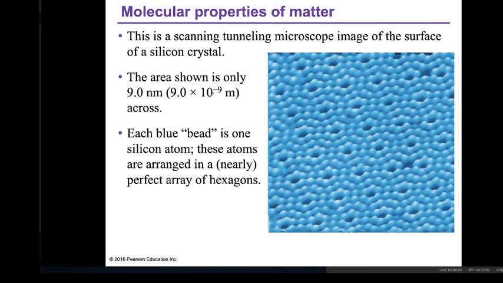And here is a picture of some other material, which is silicon crystal. If you use a scanning tunneling microscope image to see the distribution or the position of silicon atoms in the crystal, you will see it looks like that. And this is a very small area. It's 9 nanometers. And each bead is one silicon atom. So these atoms are arranged in such a pattern.